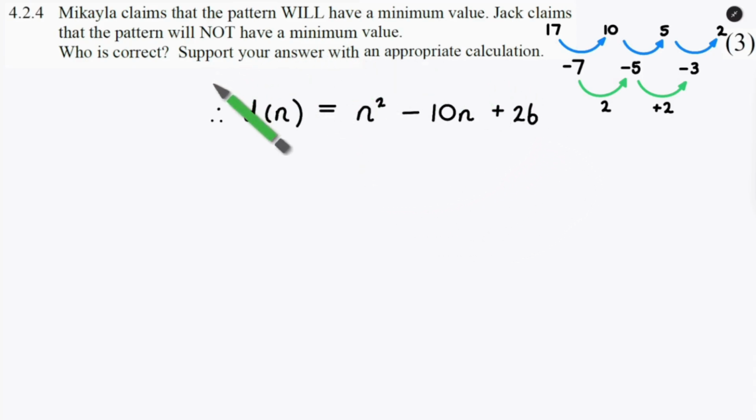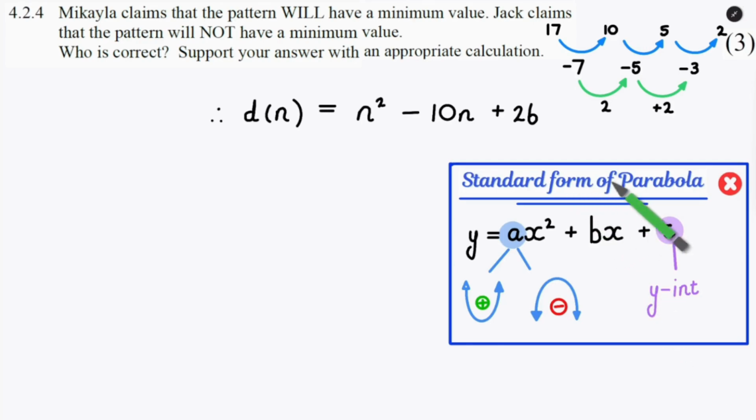So let's have a look at our general equation for this quadratic pattern. Now, if we think back to our standard form of a parabola, it's the same thing as the standard form of a quadratic pattern: ax squared plus bx plus c. This one is an squared plus bn plus c, so you're just switching out the x's for n's. Now if we look at the number in front of n squared, it's a sneaky little weasel, it's a 1. So it's positive, so it's a happy face.